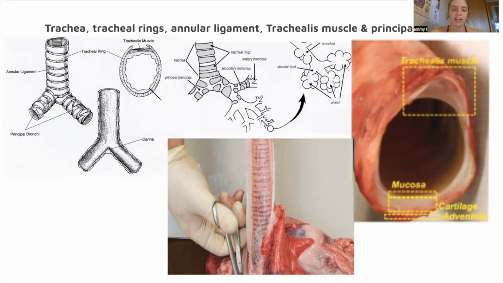These tracheal rings are cartilaginous rings made of hyaline cartilage around the trachea that look like cartilaginous incomplete circles and are connected by the annular ligament. This annular ligament is located between the space of the neighboring tracheal rings, and the trachealis muscle is located between the gap of the cartilaginous rings.